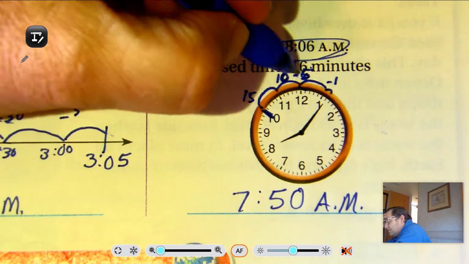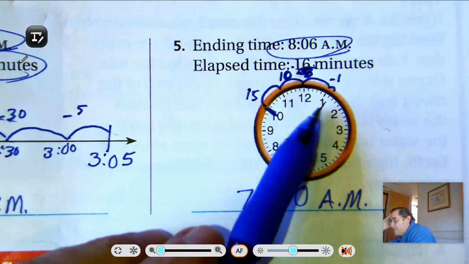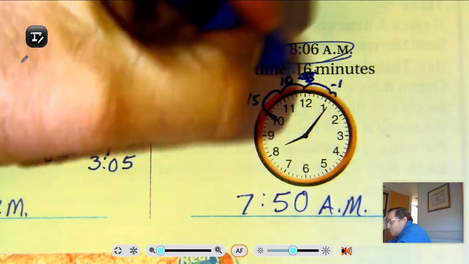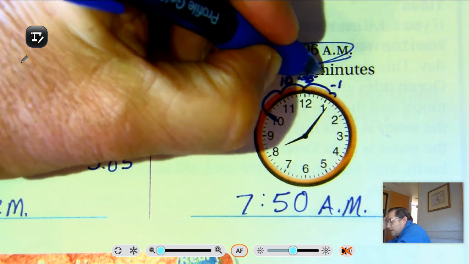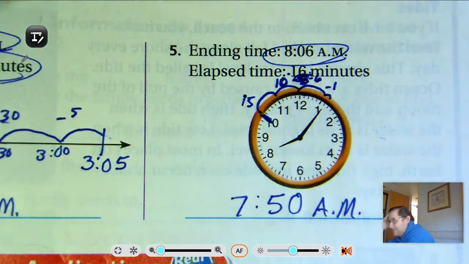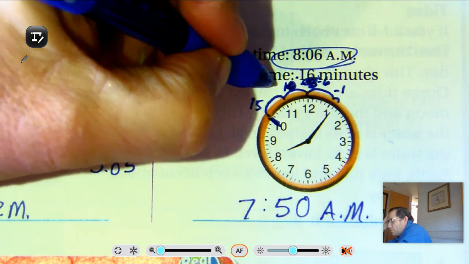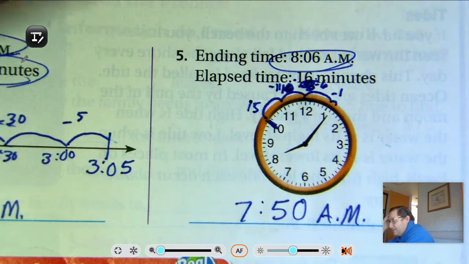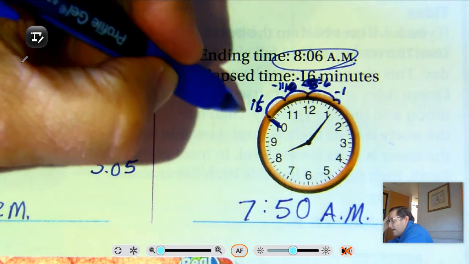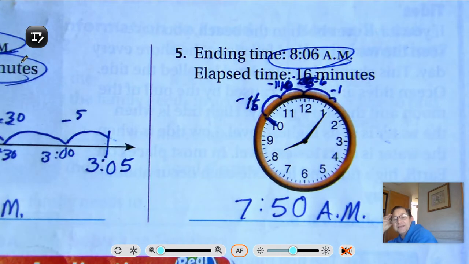Actually, I want to go back to number 5. I put these numbers incorrectly. So if we jump back by 1 and then we jump back 5, we have actually gone 6 minutes. If I jump back 5 more minutes, I'd be at 11. And then if I go 5 more minutes, I've jumped back 16 minutes.